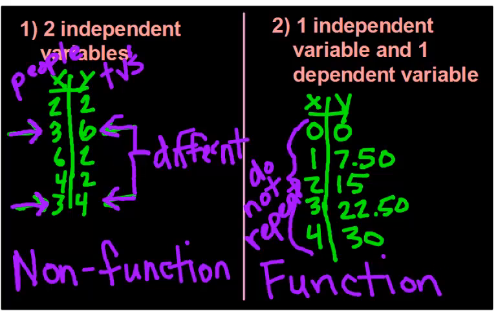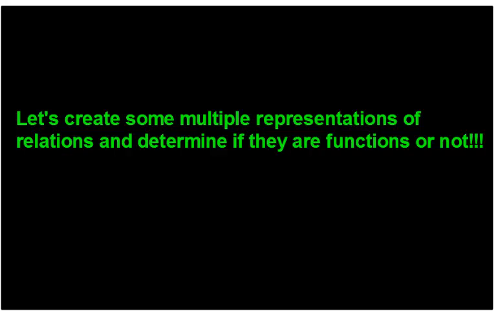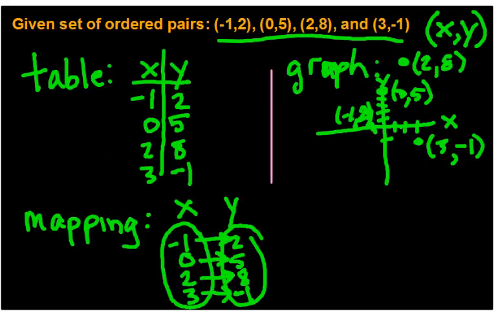Okay? The next thing that we're going to do is create some multiple representations of relations and determine if they are functions or if they are not. We are first going to be given a set of ordered pairs. The ordered pairs here are (-1, 2), (0, 5), (2, 8), and (3, -1). It's crucial that when dealing with ordered pairs you understand what the order of the pair is. The first position is always an x, while the second position is always a y.